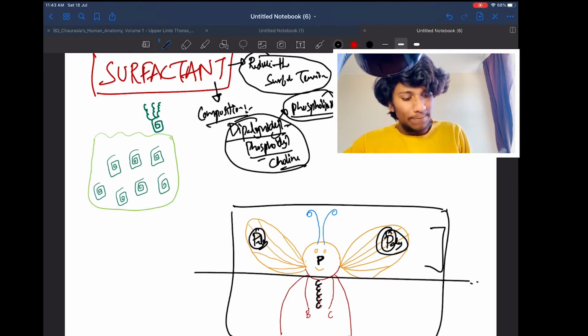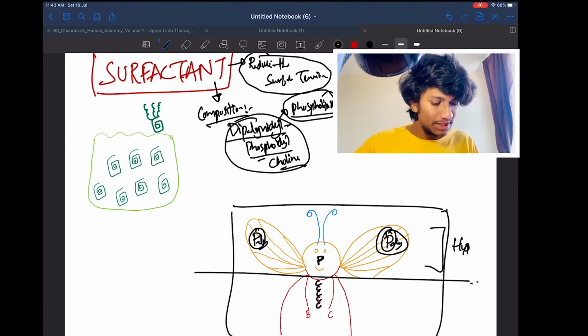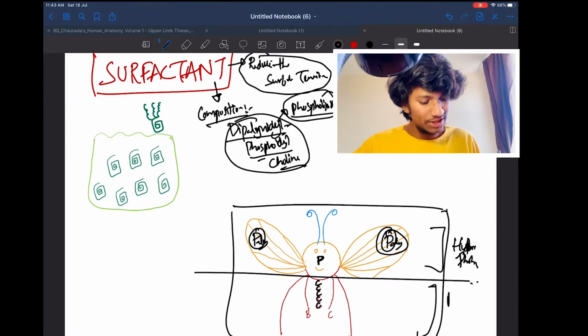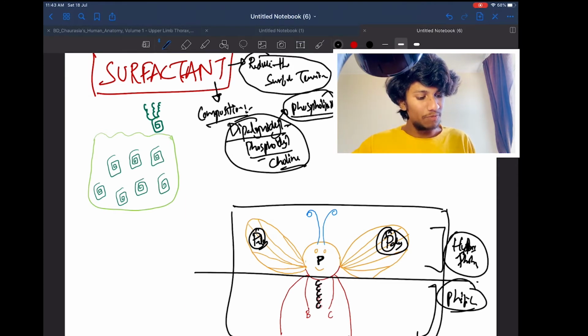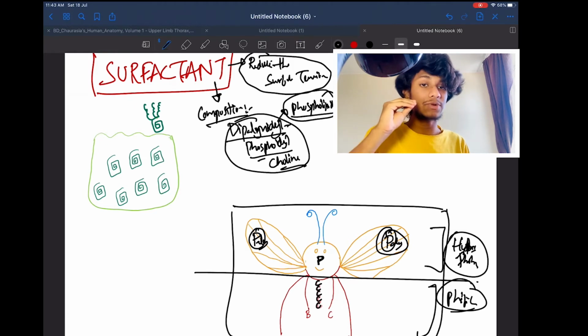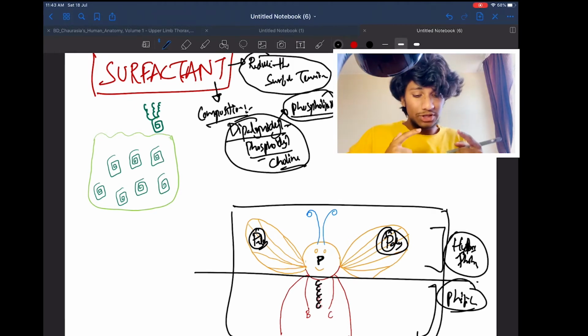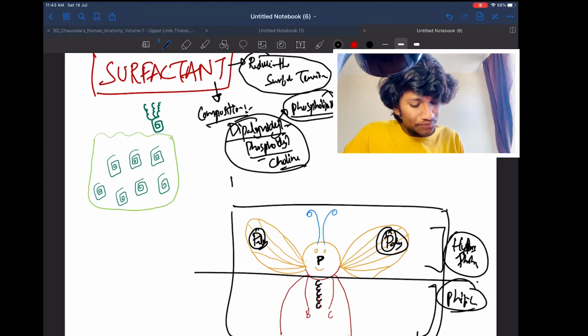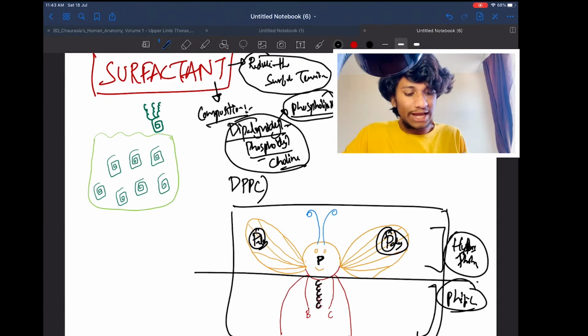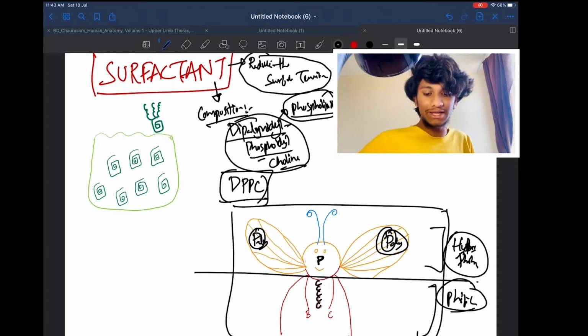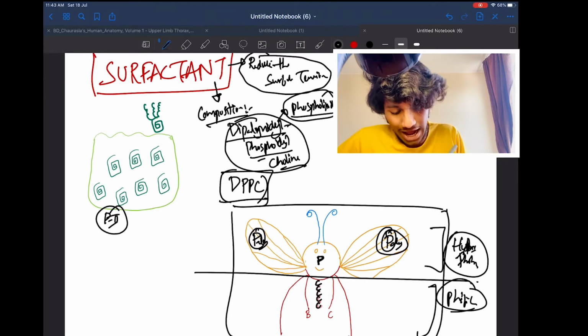And as you know, lipids are not soluble in water. This is the hydrophobic region, and this is the hydrophilic region. Let's see how the surfactant, this particular dipalmityl phosphodiol choline, DPPC, is derived, or how it is achieved in the alveoli.